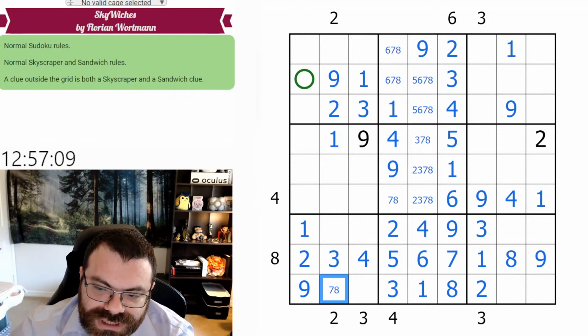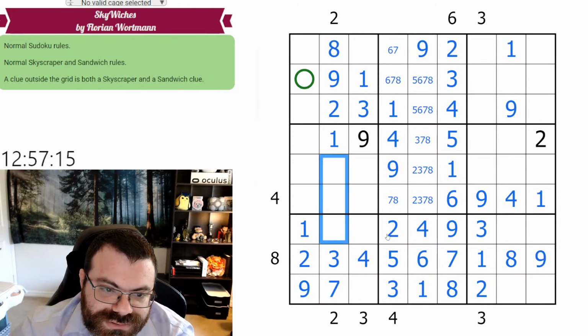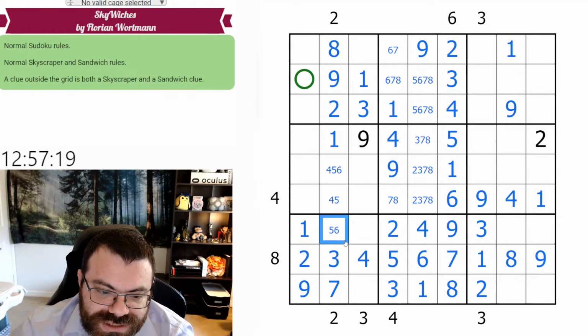This 8 sees over, so that's 7. That forces this to be 8. This is a triple. 4, 5, 6. That's not 6. That's not 4. So what do we have here? 5, 6, 8. That's not 8. So the 8 goes here.